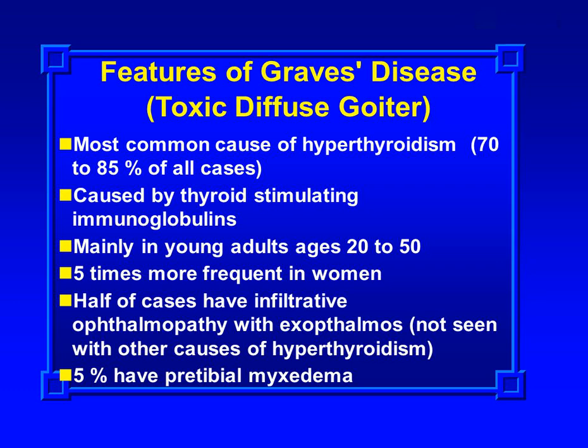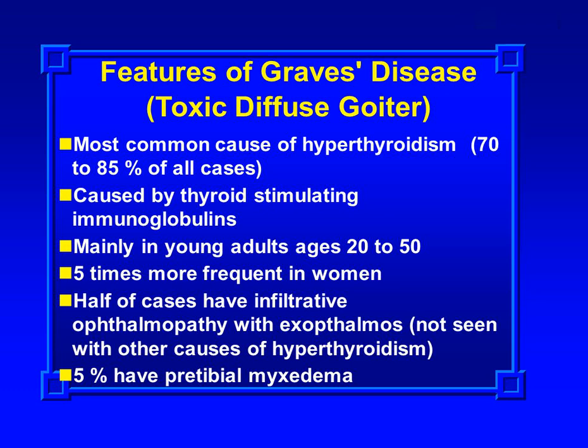Graves' disease is the most common cause of hyperthyroidism, 70 to 85% of all cases. Caused by thyroid-stimulating immunoglobulins. Mainly in young adults ages 20 to 50. 5 times more frequent in women. Half of cases have infiltrative ophthalmopathy with exophthalmos, not seen with other causes of hyperthyroidism.